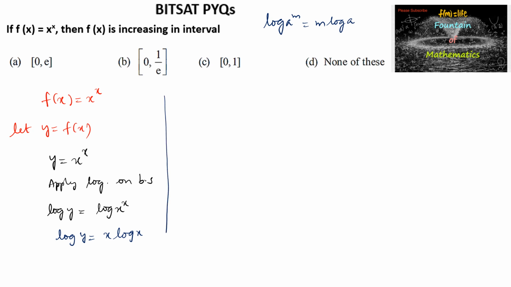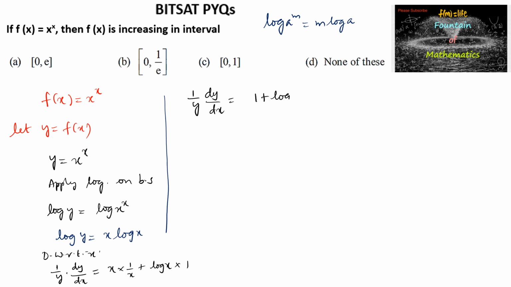And now differentiating with respect to x, we have 1 upon y dy by dx is equal to, by the uv rule, x into the differentiation of log x, which is 1 upon x, plus log x into the differentiation of x, which is 1. So we can write 1 upon y dy by dx is equal to 1 plus log x, or we can write dy by dx is equal to y times 1 plus log x, and dy by dx is equal to, y is nothing but x power x, times 1 plus log x.